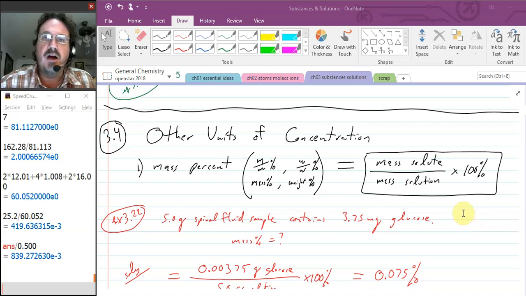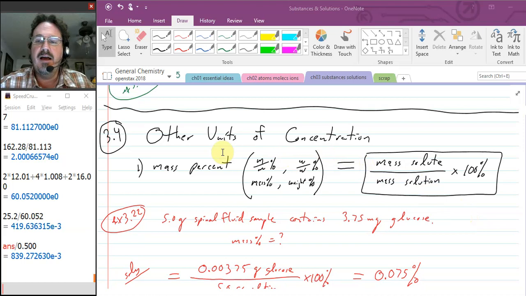Other units of concentration. So we spent a lot of time talking about molarity, moles of solute per liter of solution, and that's by far the most common. However, it's not the only one. And this section talks about some of the other ones you probably will see along the way. Again, it's concentration we're talking about.